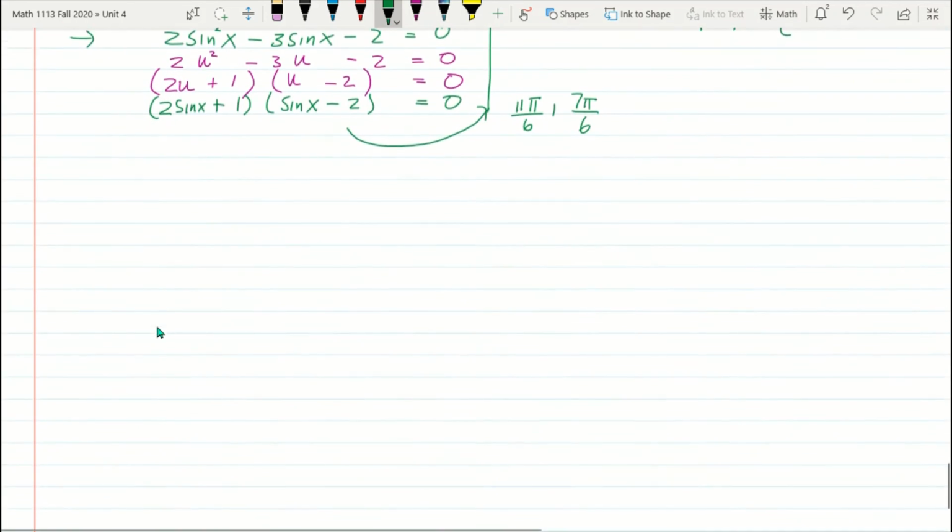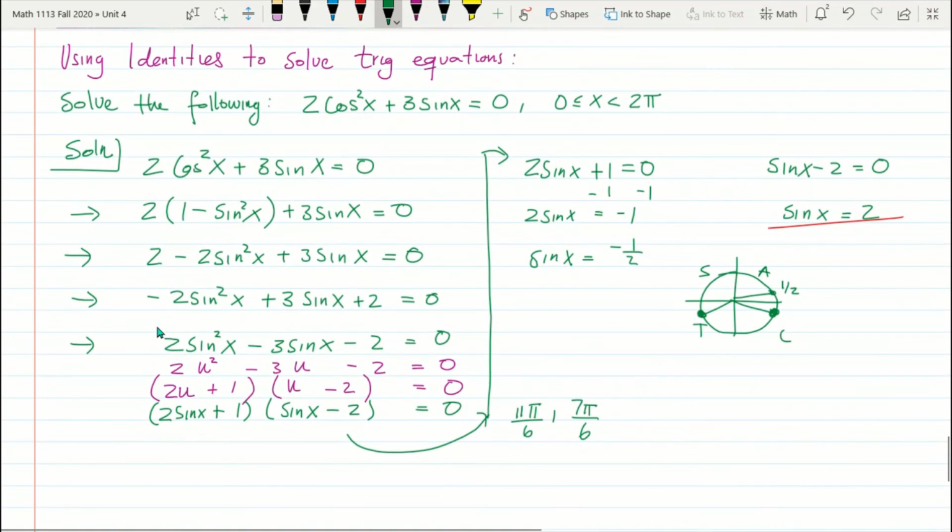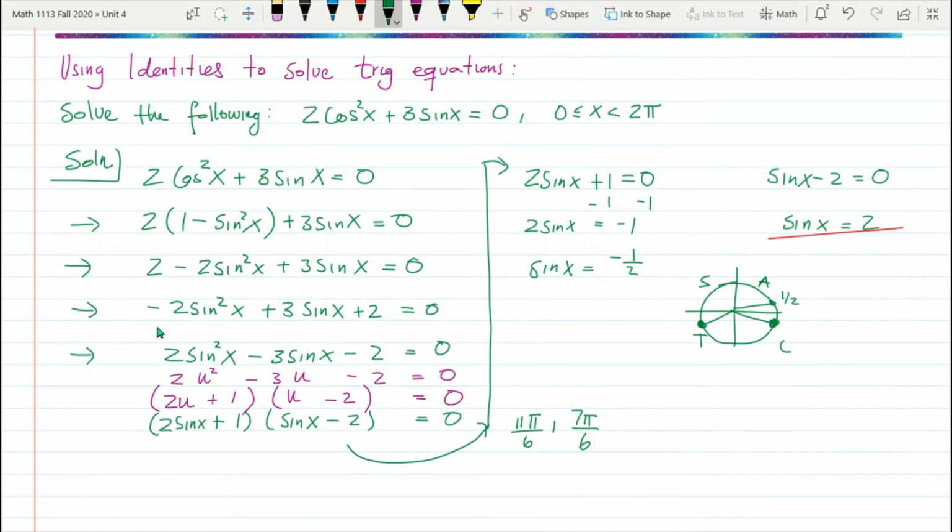Okay, and that's all of the different types of examples that I have for section 5.5, and this is solving trig equations using many different methods.